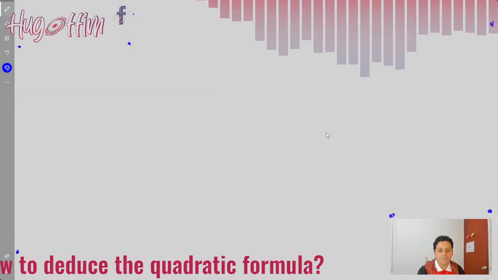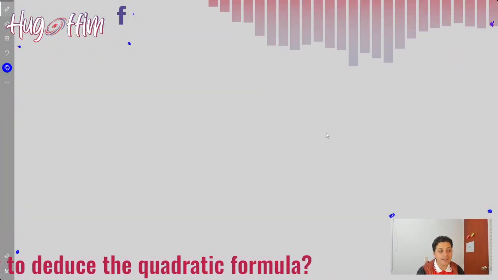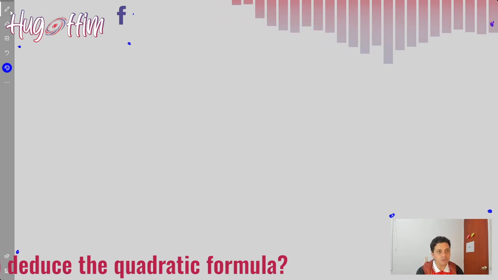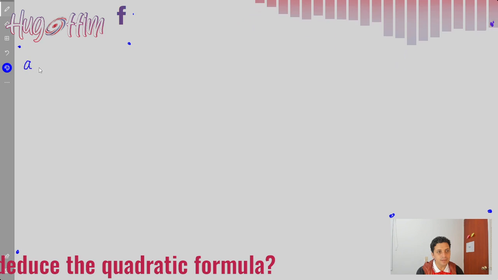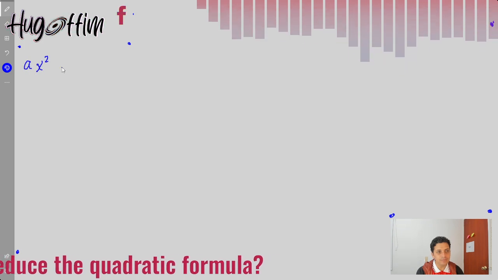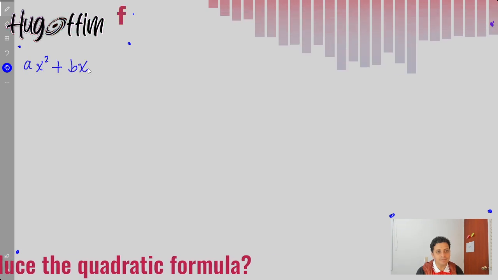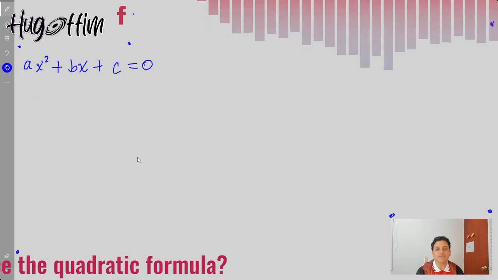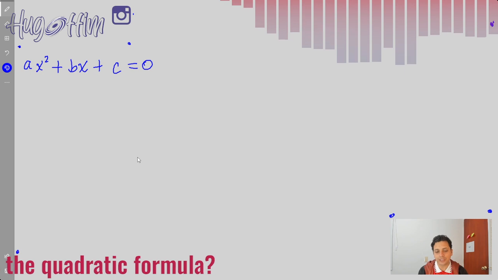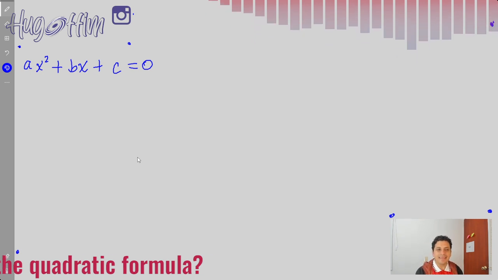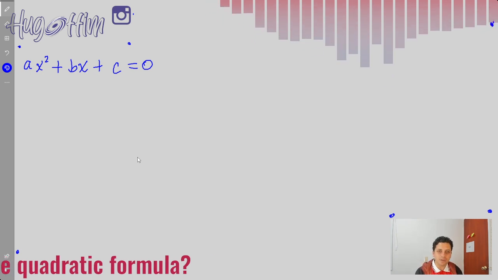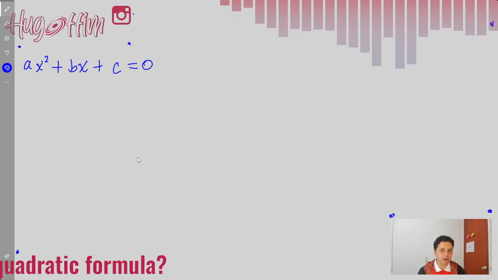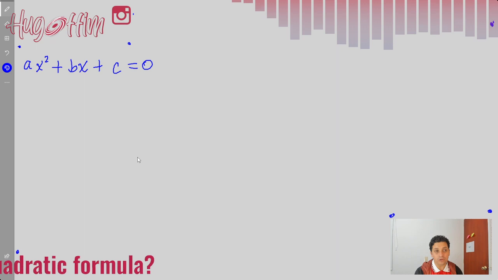Okay, so the general form of any quadratic equation is ax squared plus bx plus c equals 0. So this will be the general form of any quadratic equation. Now we're going to apply the same method, or the same algorithm, that we apply by completing the square, to this formula.